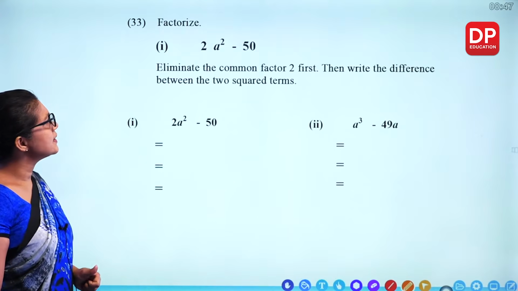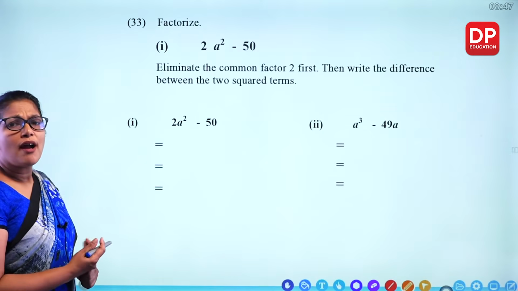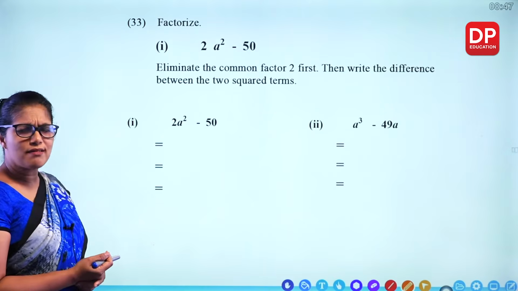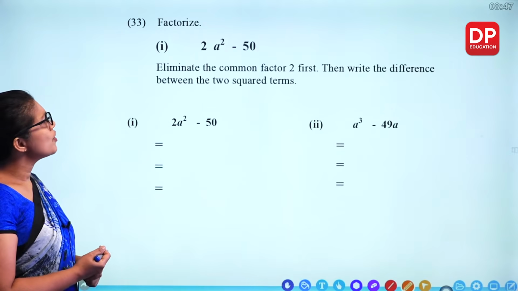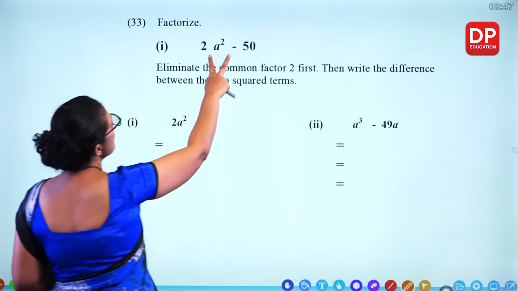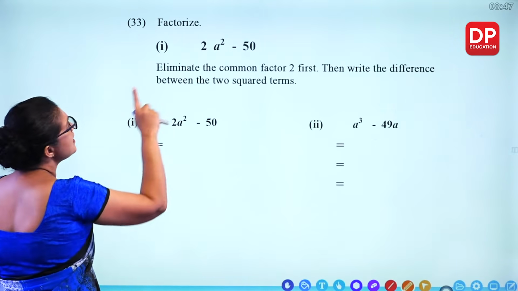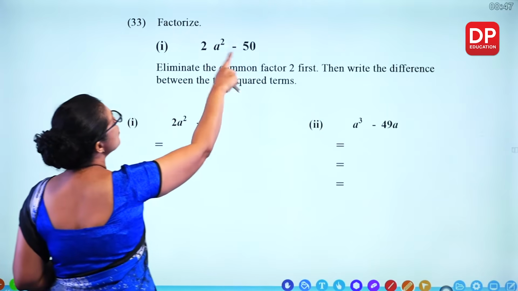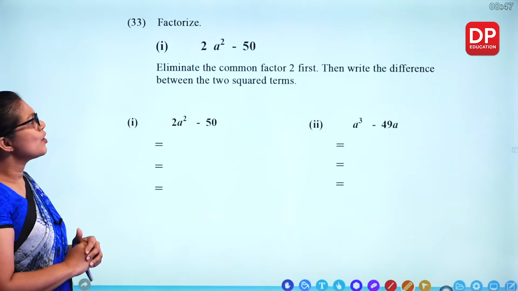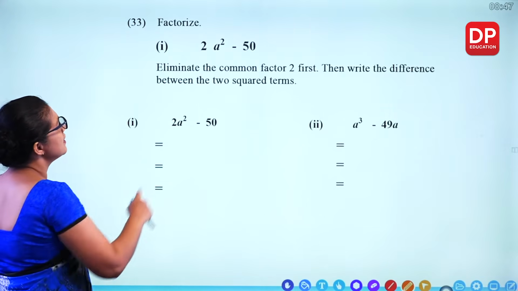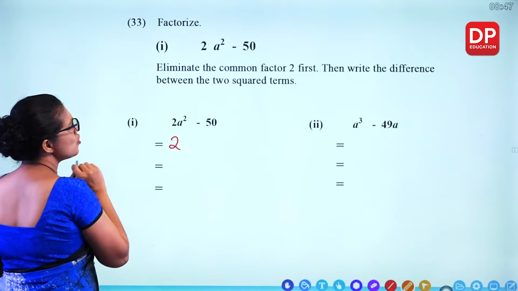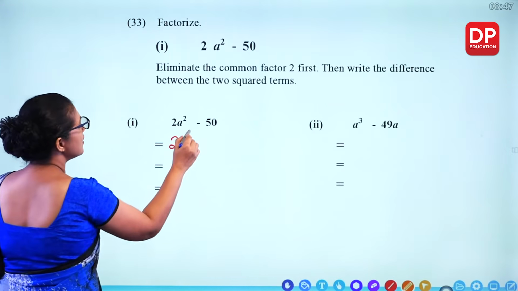Now what happens? Can you write down this as a square term? 2a squared. 2 is not a square number. What we do then? When you get something like this with two numbers, we can take the common one out. So eliminate the common factor 2 first. Then what you get when you eliminate that one? So we'll take the same question. I'm taking 2 out. 2 is common.